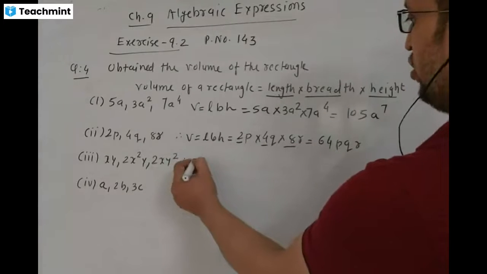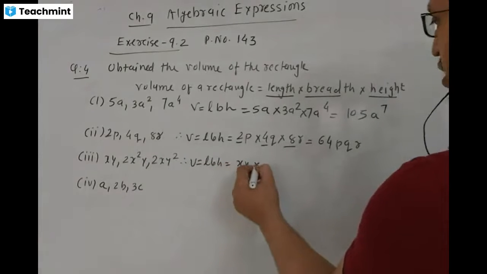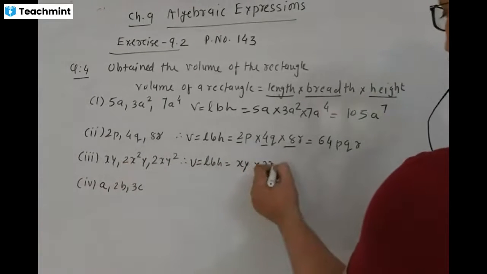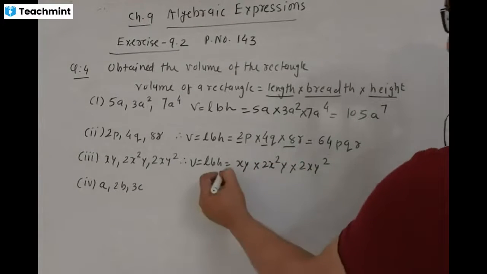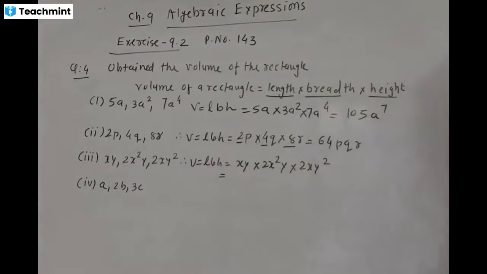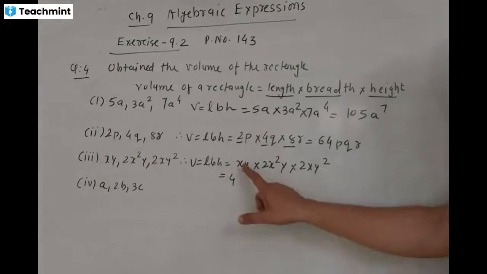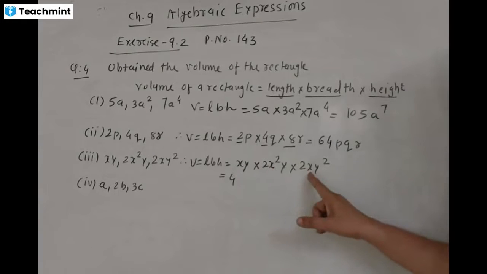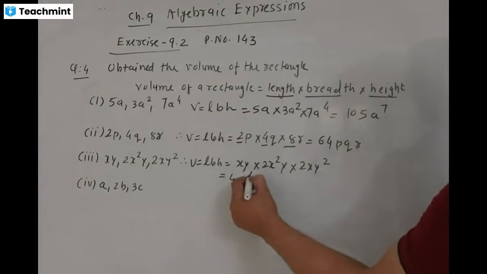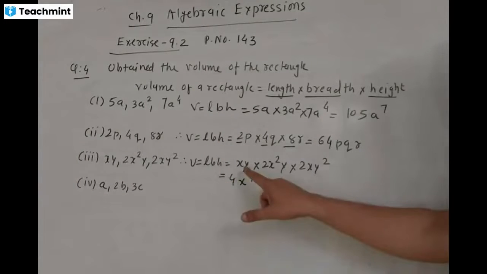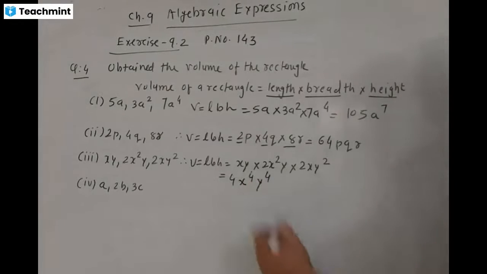Similarly, volume is equal to LBH. L means x into y multiply 2x square y multiply 2xy square. That is equal to constant term with constant term. 2 2s are 4. Here x is 1 time, x 2 times, and 1 time. So 1 plus 2, 3, 3 plus 1, 4 times. That means x raised to power 4. Similarly for y, 1 plus 1 is 2, 2 plus 2, y raised to power 4.